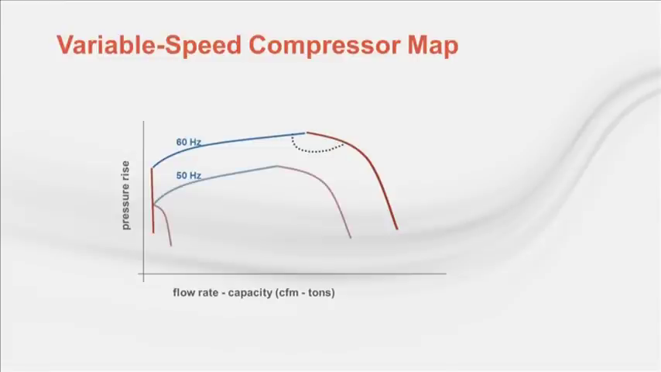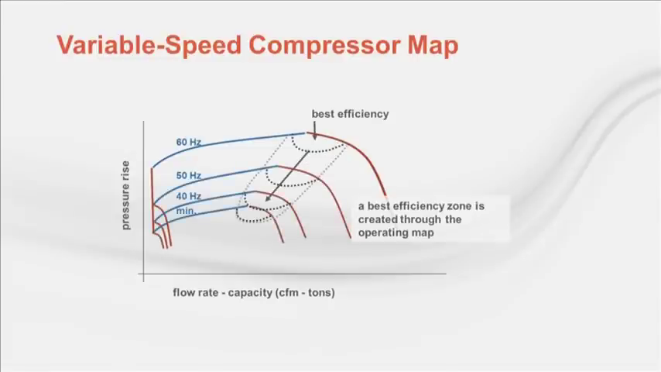If we next examine how variable speed modulation modifies the compressor operating map, we see that the entire map scales to the operating speed. Similar to variable speed centrifugal pumps and fans, the capacity scales linearly with speed, whereas the pressure rise scales to the square of the speed. From a performance perspective, we see the best efficiency zone associated with operation near the design point is swept through the operating map when the speed is optimized for a given operating point.